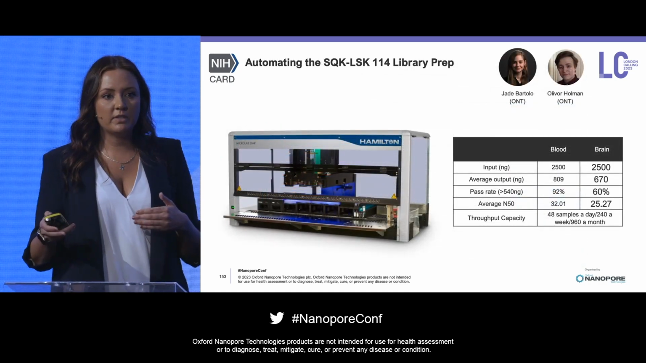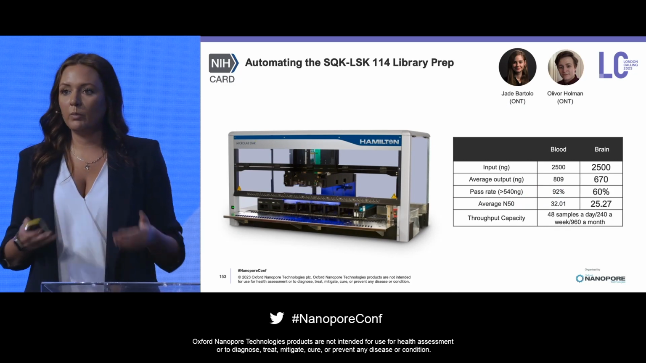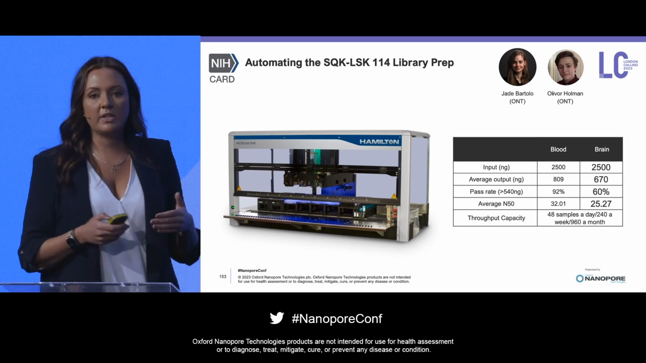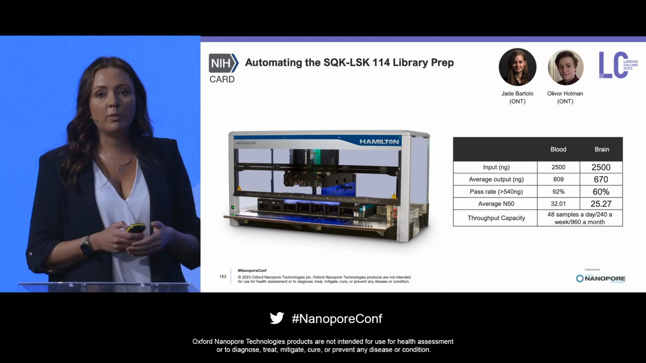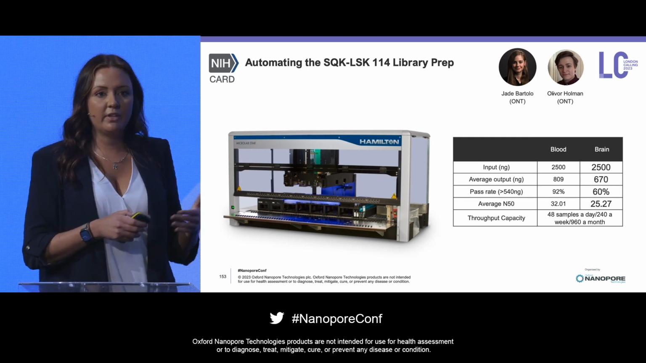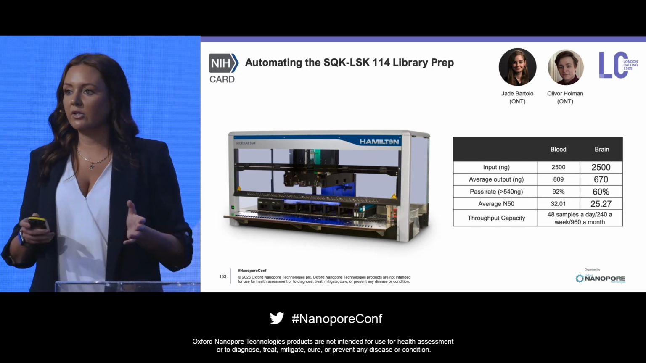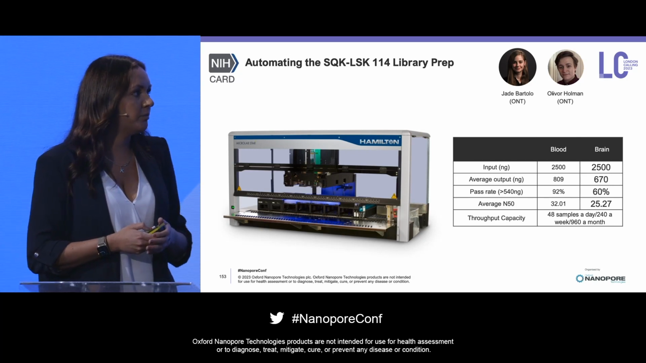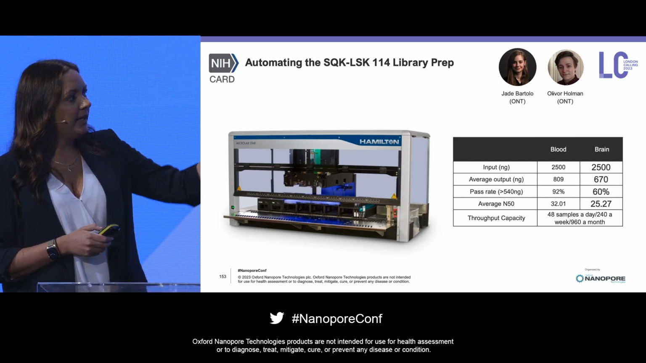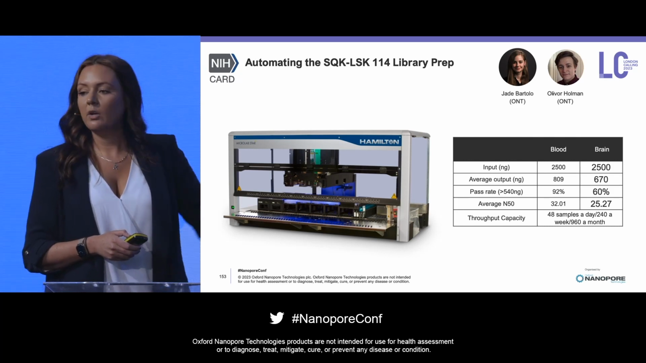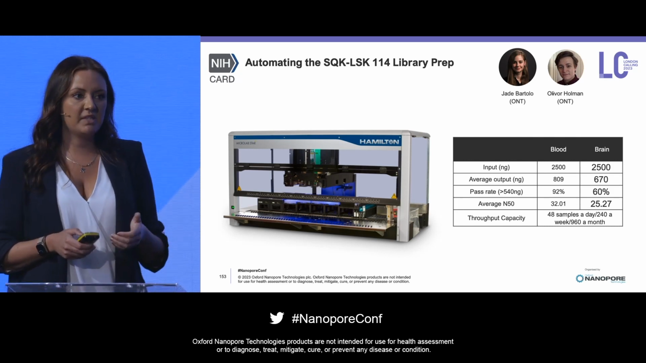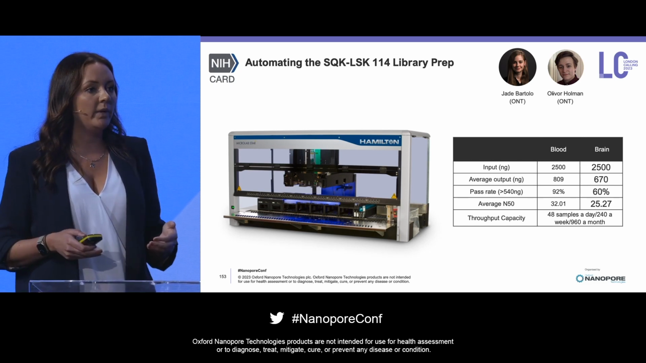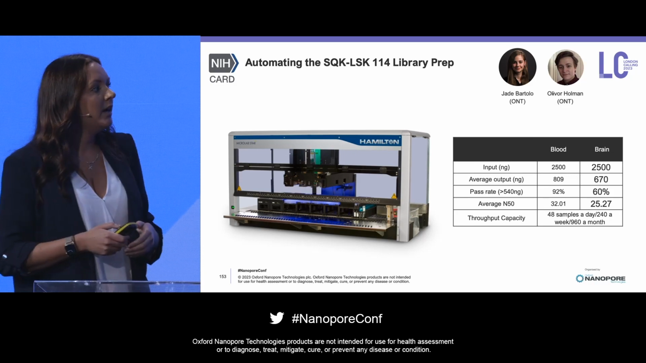And so now that we have moved on to the LSK14, we have been working with Jade Bartello and Oliver Holman at ONT to optimize this on the Hamilton NGS Star. And so we've been optimizing this for about 10 months. And in the last couple of weeks, it's been brilliant. We've finally got to a point where we can library prep 48 samples in 4 hours on the robot, which is brilliant. And so you can see here by the N50s and the pass rate, we still need to do some more optimization specifically for the brain, but this is really moving in the right direction, and it's been a big win in terms of getting high quality, high throughput sequencing done at CARD.